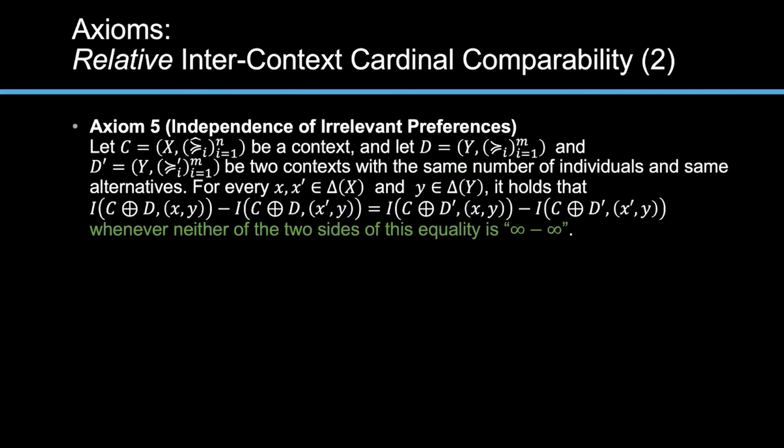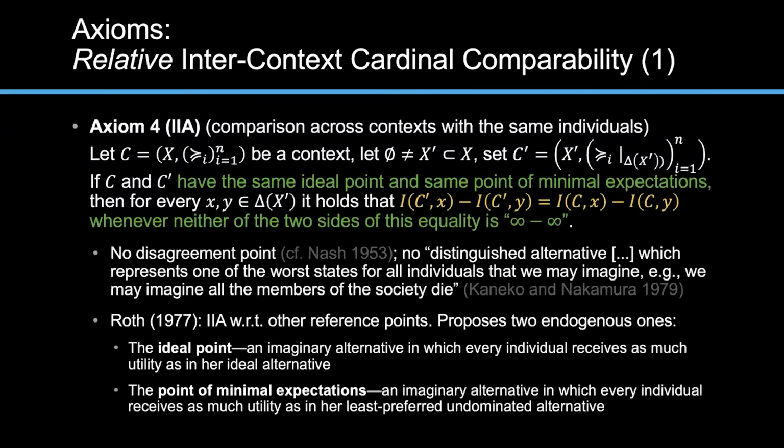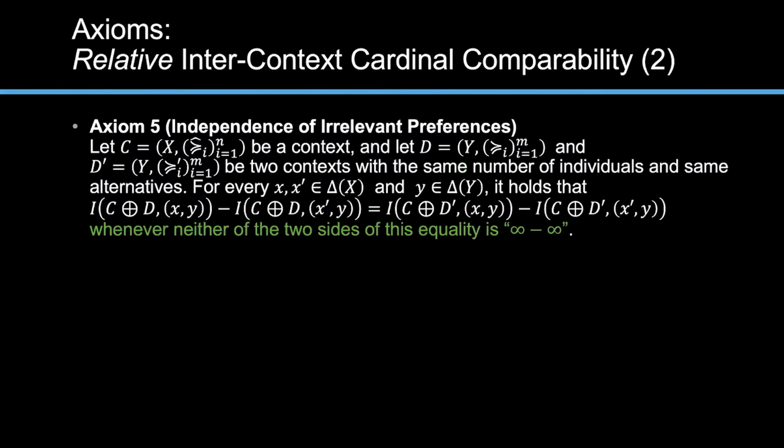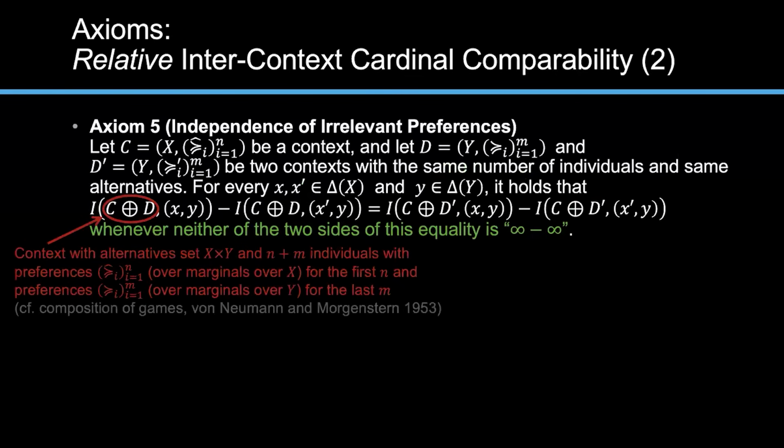Independence of irrelevant preferences. So what is this? Axiom 4 was about comparison across two different contexts with the same individuals. This is going to be comparison across contexts with different individuals. So we're going to have a context C and two contexts D and D prime over the same alternatives with the same number of players but different preferences. You can think about M people here and M different people here. And we're going to talk about the composed context C composed D.